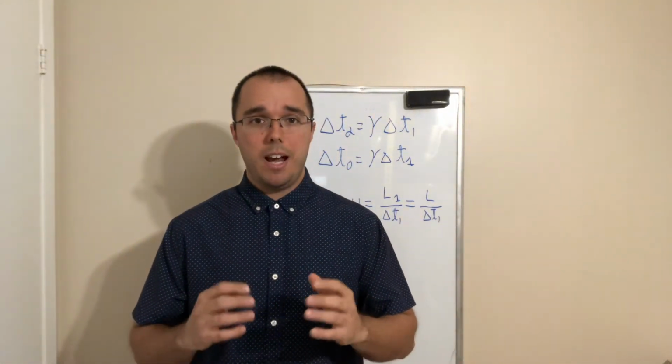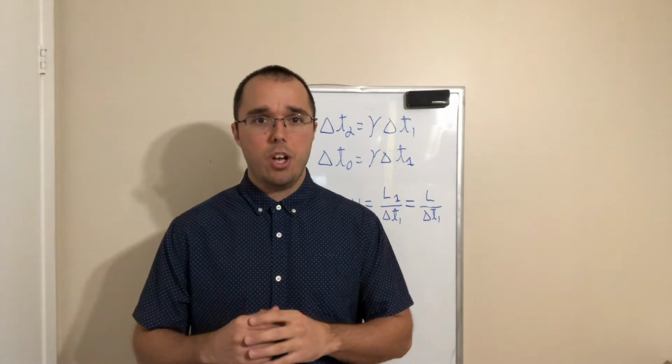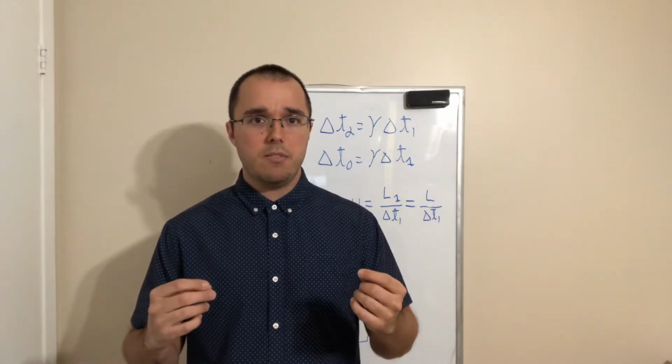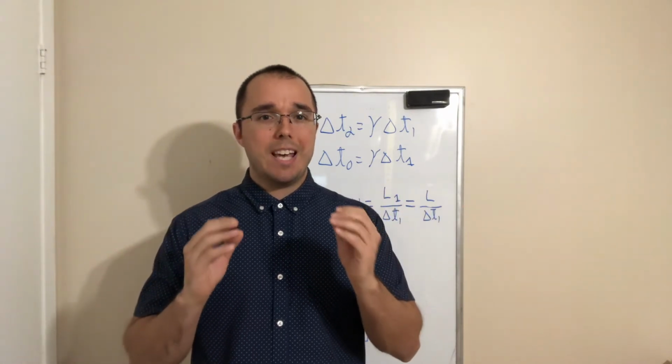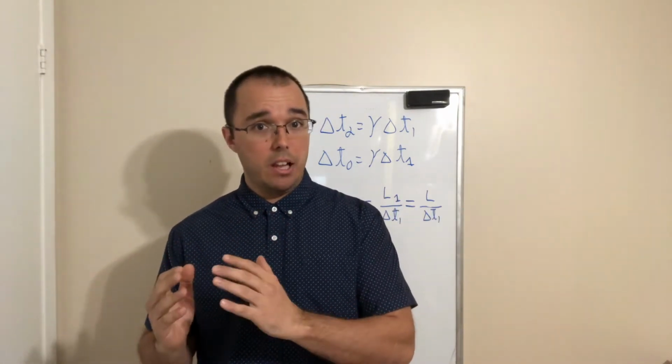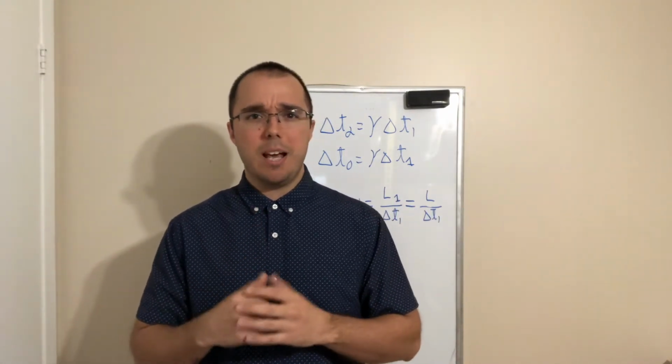Hi, this is chapter 8.4, length contraction. We've seen at the beginning of special relativity that two observers moving relative to each other will measure the same exact relative velocity. Well, this has an interesting implication.